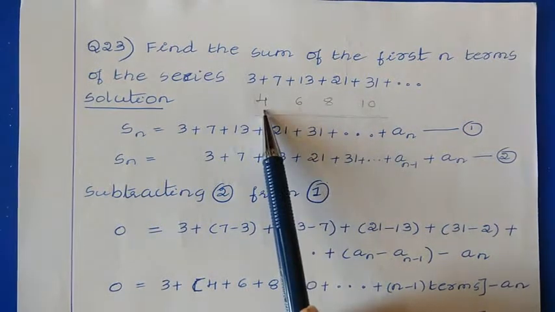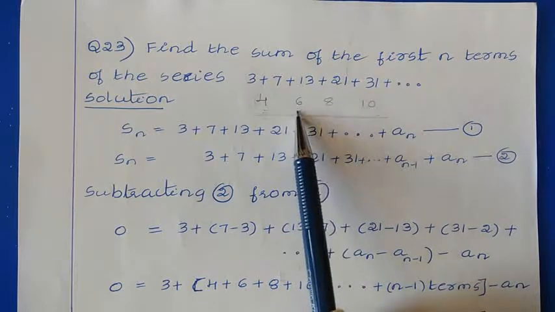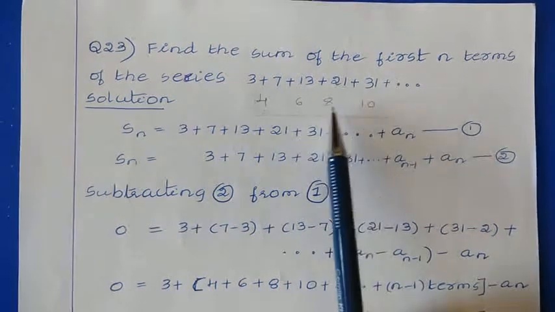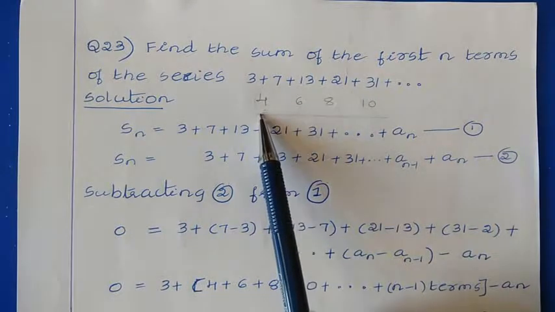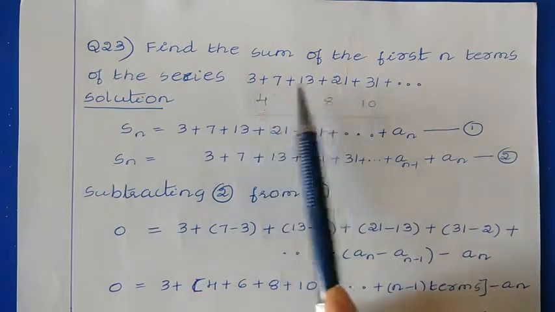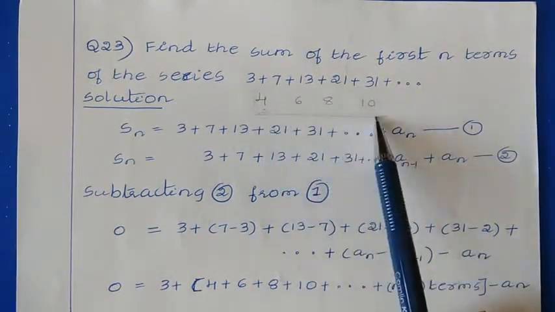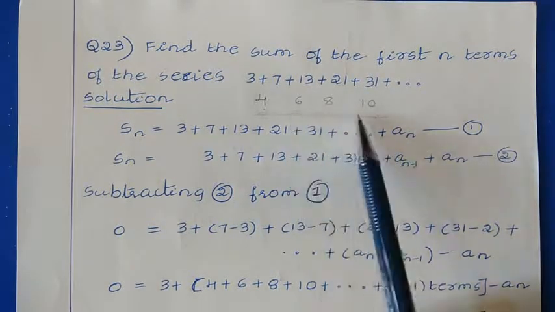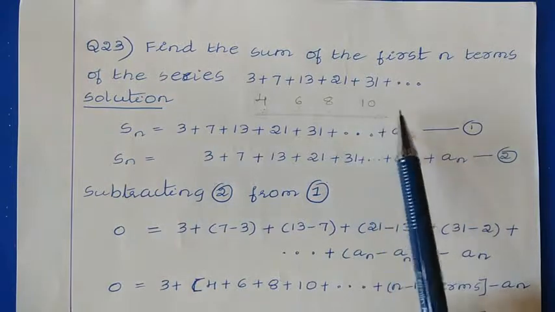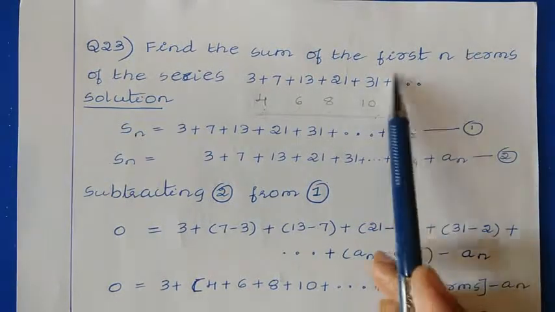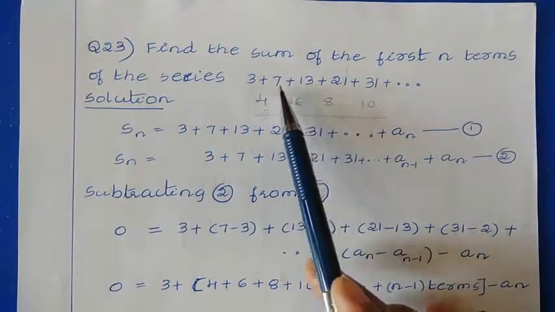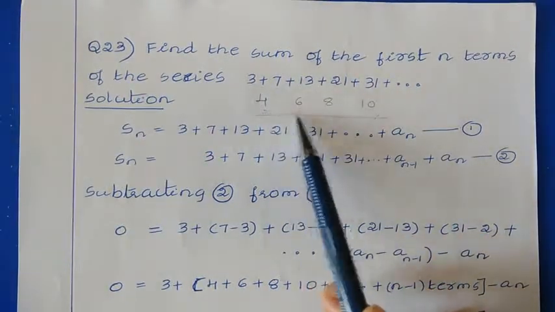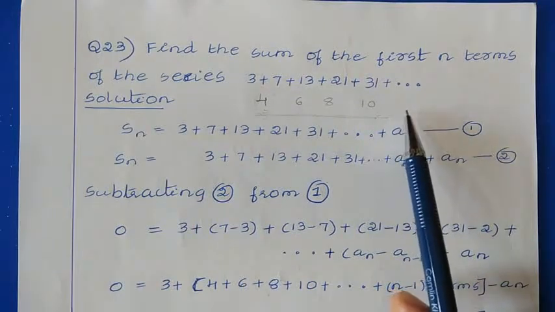See, 6 minus 4 will give you 2. 8 minus 6 will give you 2. And 10 minus 8 will give you 2. That means if you find the common difference of the values 4, 6, 8, 10, we are getting the same answer. That means these values are in the form of arithmetic progression. So in this series, the series is not in the form of arithmetic or geometric progression, but when we find the difference, the difference values are in arithmetic progression.